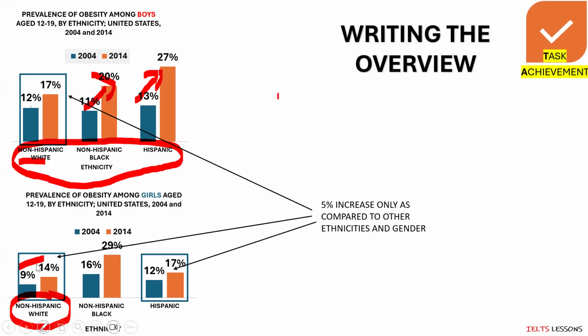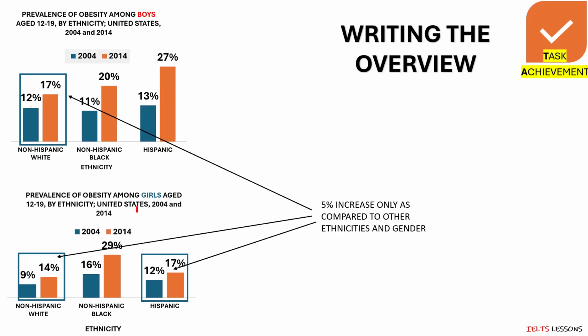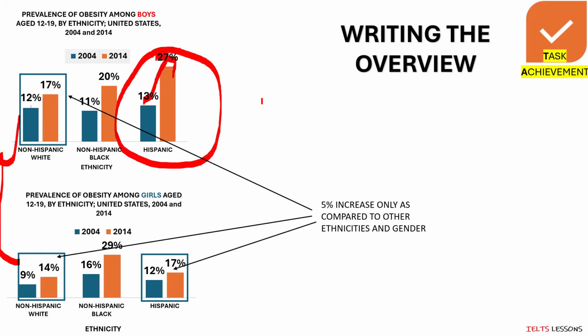Now you can also vary your answer. You can say the least affected ones are the non-Hispanic white groups, or you can say the most affected ones are maybe the Hispanic boys, right? There is a significant growth here, 12 to 27, 13 to 27. So you can choose this option here. The least affected ones are both of these, or you can say that the most affected ones are those in Hispanic boys among ethnic groups.